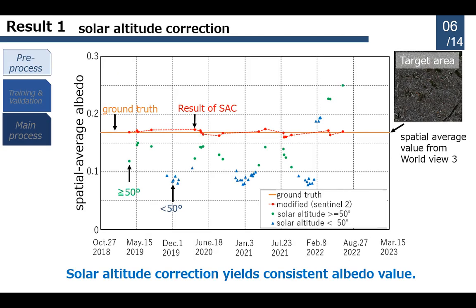First one is solar altitude correction. This is a time series chart of spatially averaged albedo over the target area. Please look at the green and blue plots. Green plots are from Sentinel-2, taken when the solar altitude angle was greater than or equal to 50 degrees, and blue ones below 50 degrees. You can see a clear seasonal trend as well as a certain bias when we compare with the ground truth shown in the orange line.